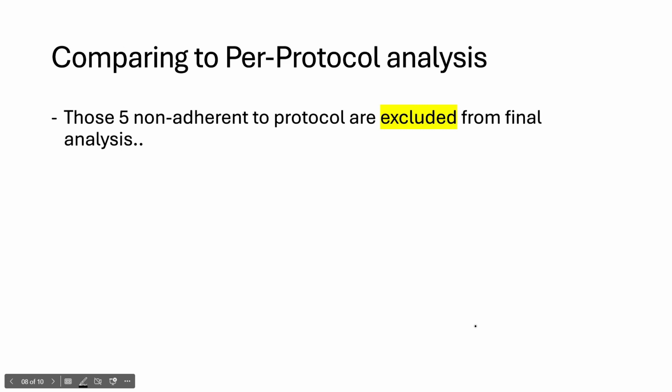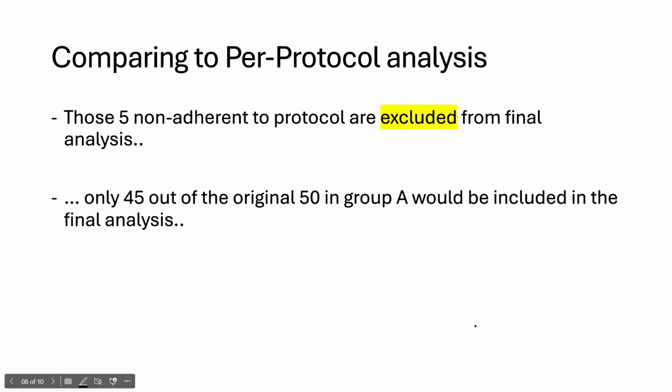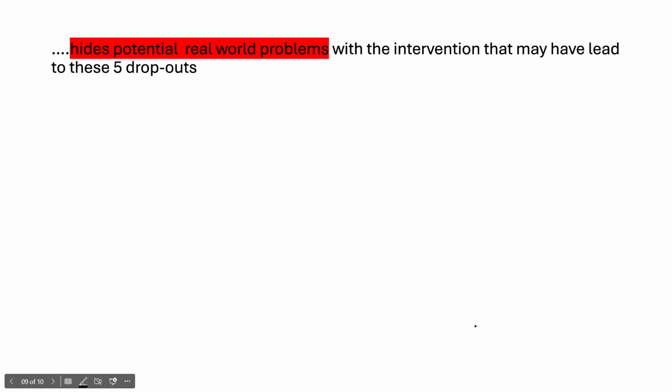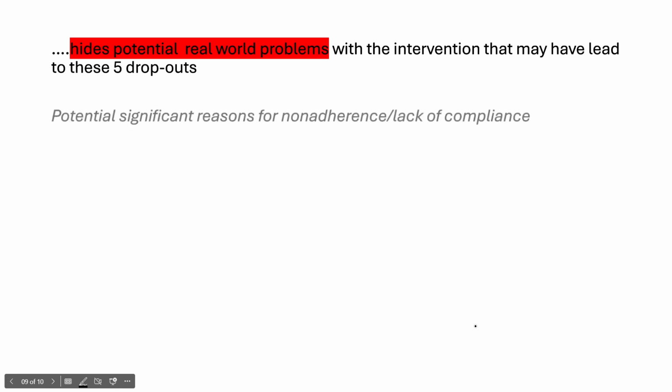Let's compare intention to treat analysis to per protocol analysis. In per protocol analysis, the 5 non-adherent to protocol are excluded from the final analysis. So only 45 out of the original 50 in group A would be included in the final analysis. This can create bias and ruin randomisation, as we've seen on the previous slide. Per protocol analysis can also hide potential real-world problems with the intervention that may have led to these 5 dropouts.